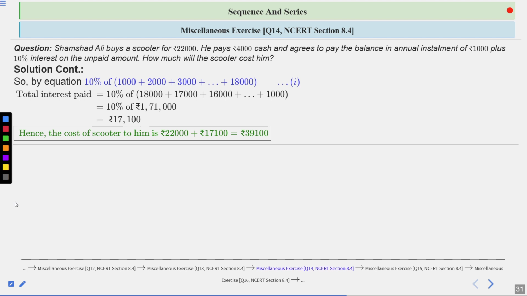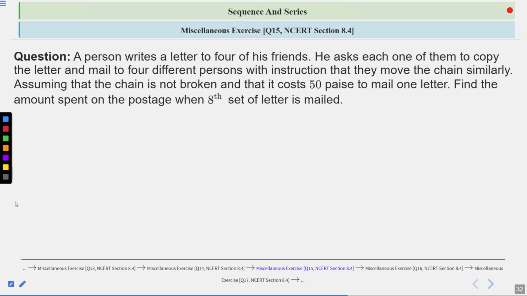Okay, so let us move to the next question. The next question is: a person writes a letter to 4 of his friends. He asks each one of them to copy the letter and mail it to 4 different persons with instructions that they move the chain similarly. Assuming that the chain is not broken and it costs 50 paise to mail one letter, find the amount spent on the postage when the eighth set of letters is mailed.